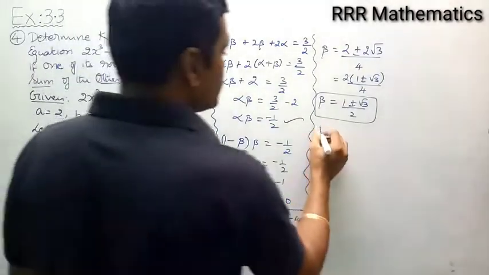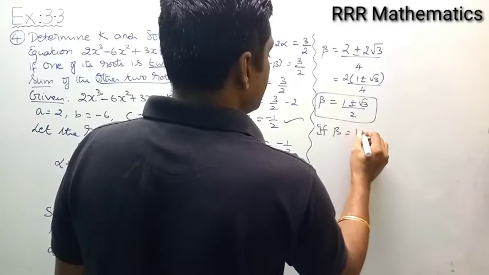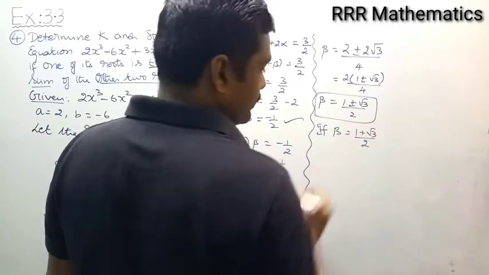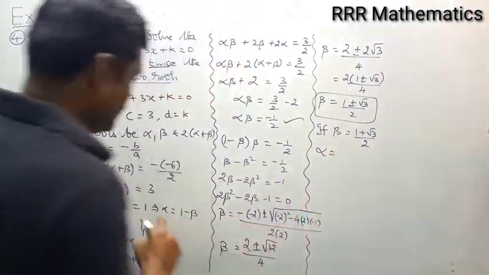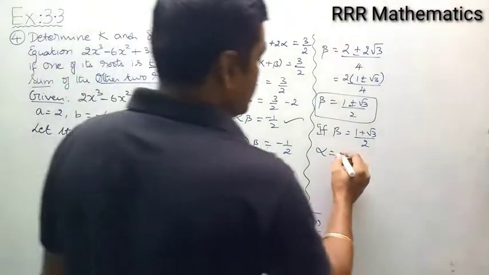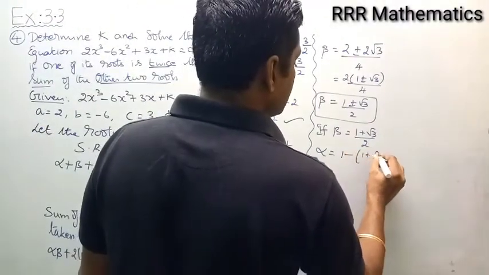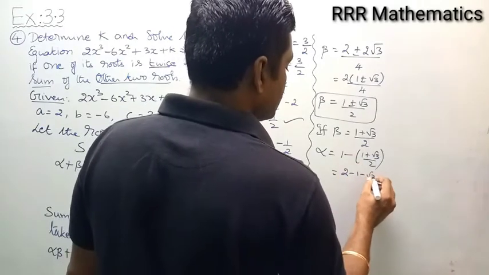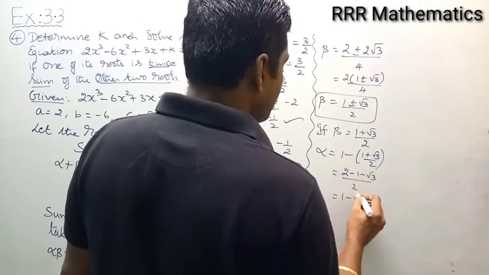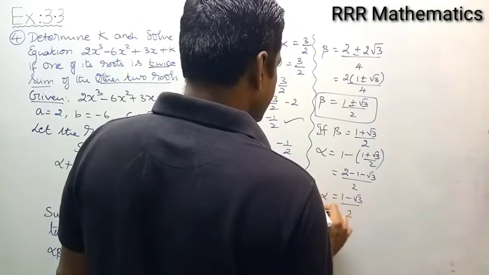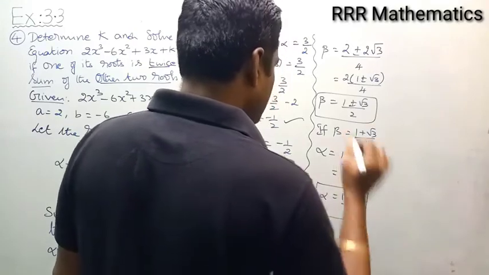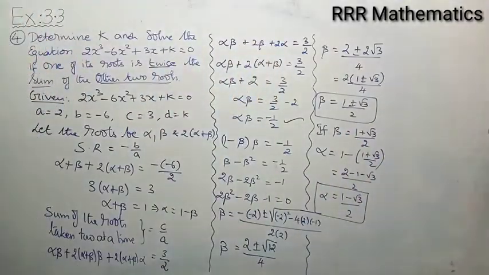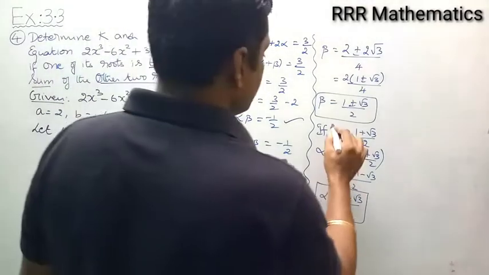If you choose beta equal to 1 plus root 3 by 2, what is alpha? 1 minus beta. So 1 minus of 1 plus root 3 by 2. When you take LCM, 2 minus 1 minus root 3 by 2. It will be 1 minus root 3 by 2. So we are getting the value of alpha here, 1 minus root 3 by 2.